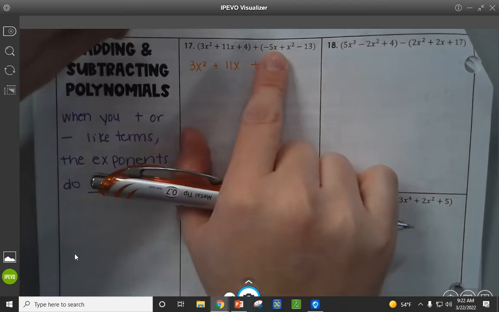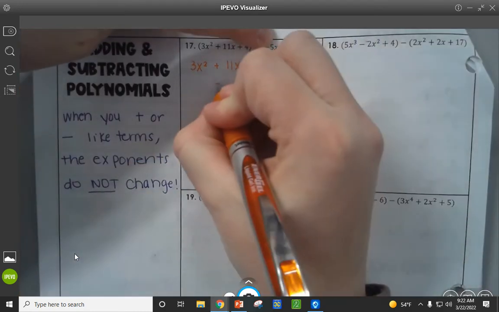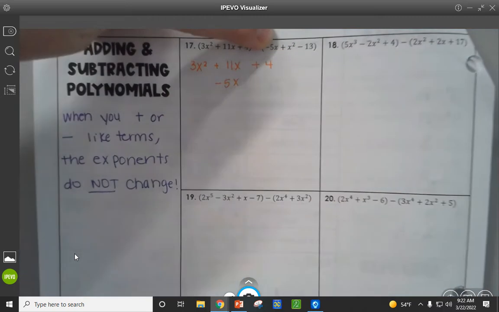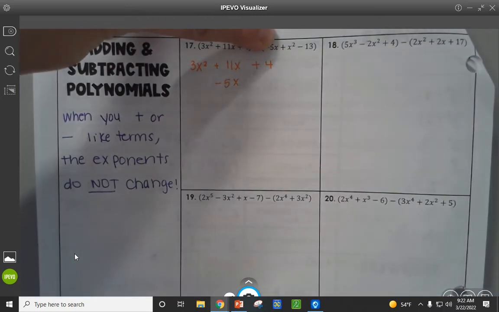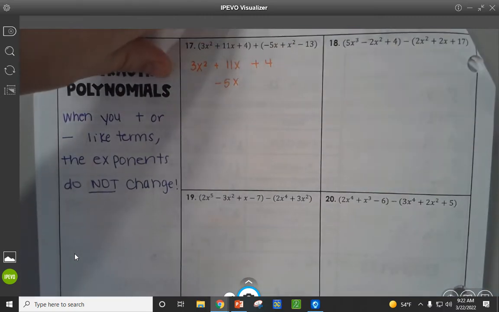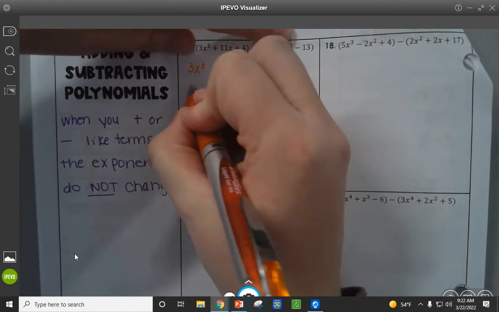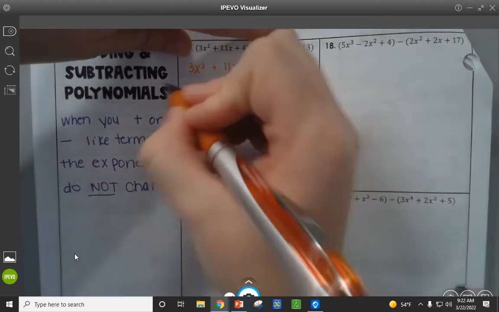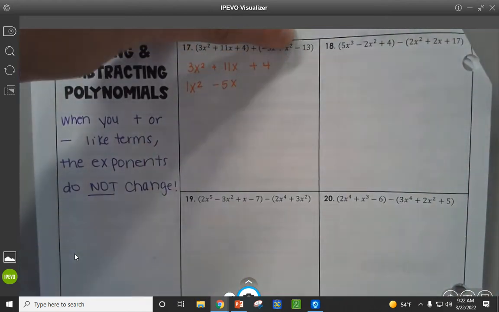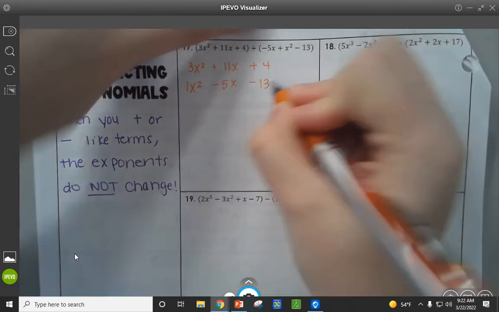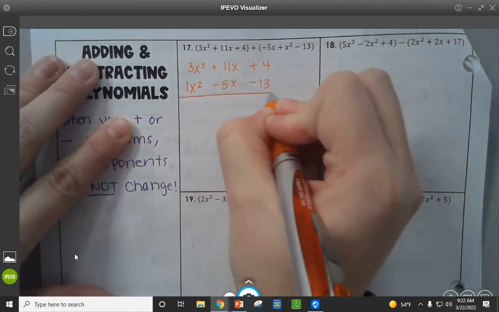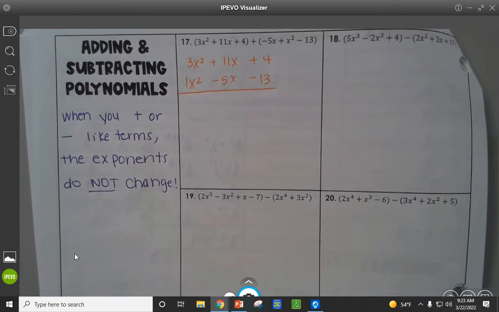So like down here, this negative 5x needs to go under this one because those are like terms. And then the x squared goes here. That's really 1x squared. And then this minus 13. And that helps you see the like terms.